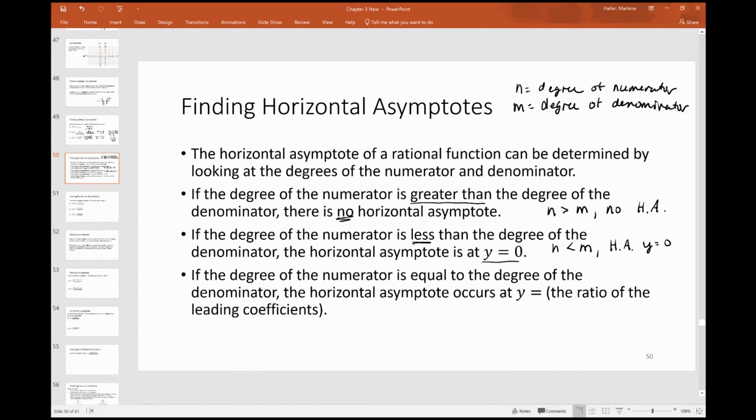Now, lastly, if the degree of the numerator is equal to the degree of the denominator, then there will be a horizontal asymptote at the ratio of the leading coefficients. So this is interesting. So if n equals m, right, the horizontal asymptote is going to be the leading coefficient of the numerator, maybe call that a sub n, over the leading coefficient of the denominator. I don't know, maybe call that b sub m, right? Of course, it's an equation, so y equals. Let's look at some examples of that.